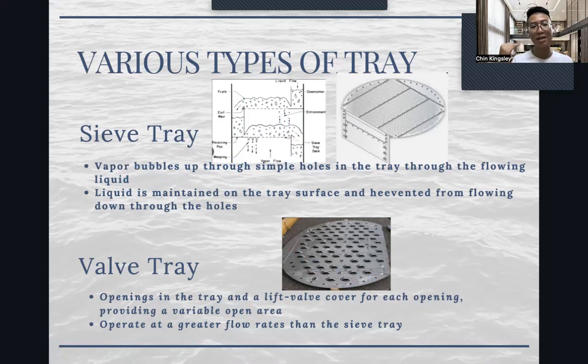For the valve tray, there are openings in the tray and a leaf valve cover for each opening, providing a variable open area. It also operates at greater flow rates than the sieve tray. So in conclusion, the valve tray has a greater flow rate than the sieve tray because it has big holes. That means it can help with the flow rates.